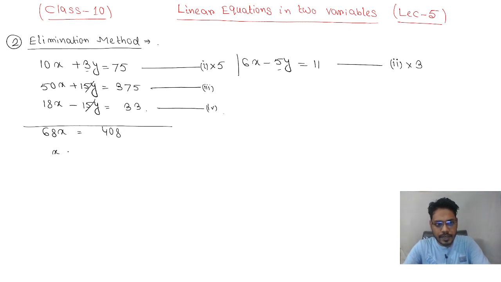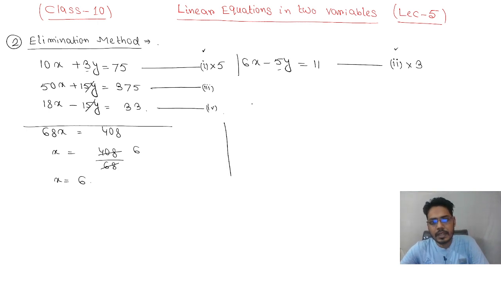Now what is the value of x? It will be 408 by 68. If you divide, you will get 6. So the value of x is 6. Now you can put the value of x in either equation number 1 or equation number 2. So I am putting the value of x in equation number 1.